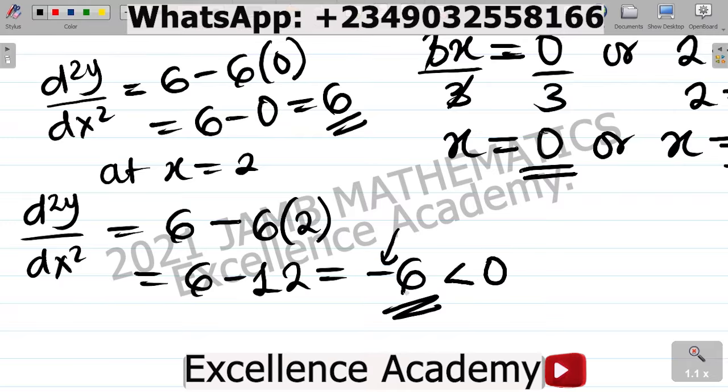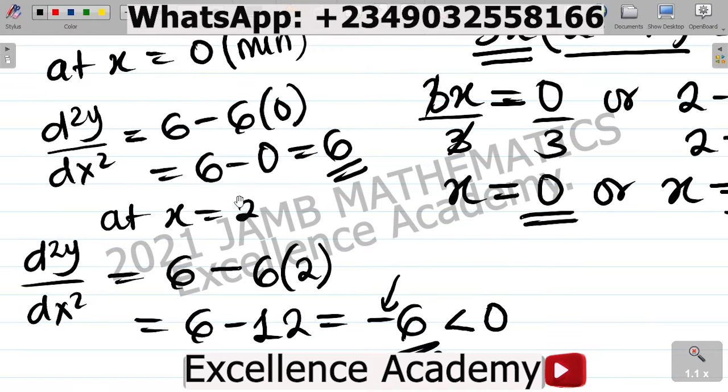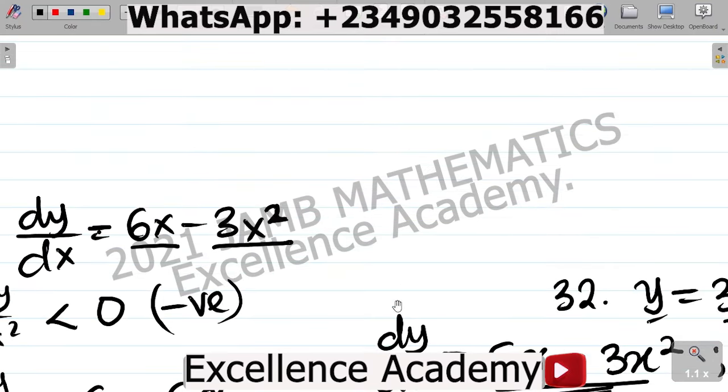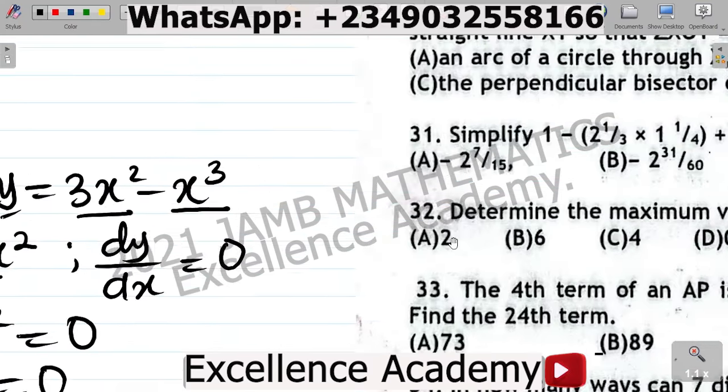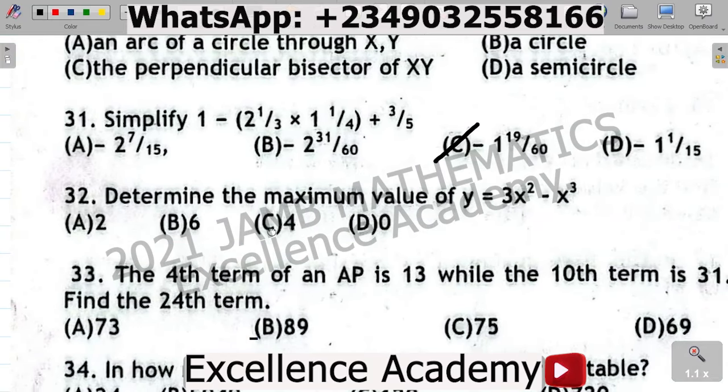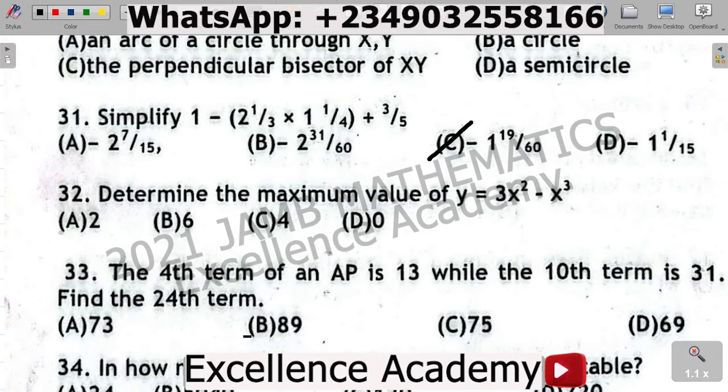Why? It's negative. So the correct answer there is at x equal to 2. So it's at x equal to 2 that you have your maximum value. Yep. So the correct option there is A, x equal to 2. That's the correct answer.